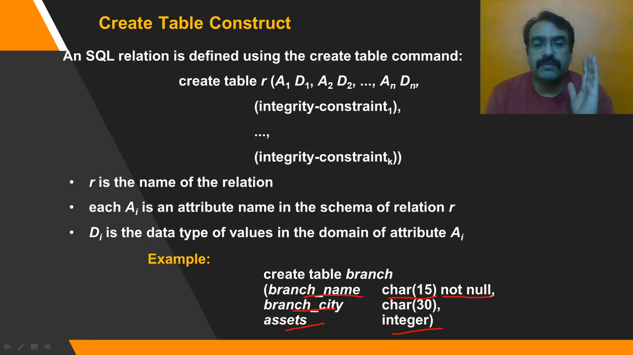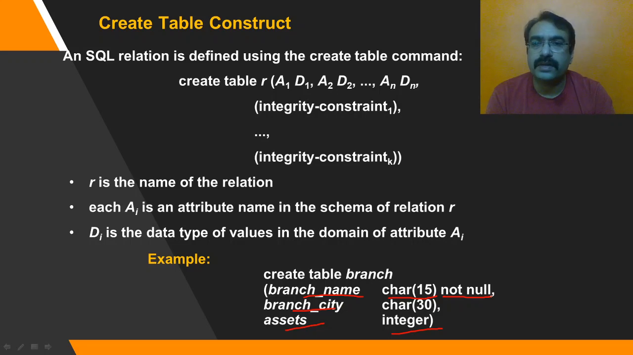Okay, branch name will be mentioned along with the branch city or branch asset. For time being, it may be null. Afterwards, it can be entered. But if branch name is null, it should not be entered. This is called integrity constraints. We can mention number of integrity constraints along with that.